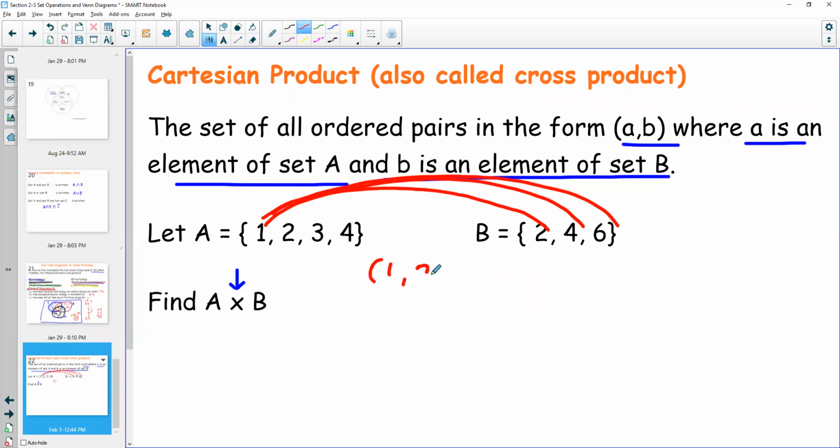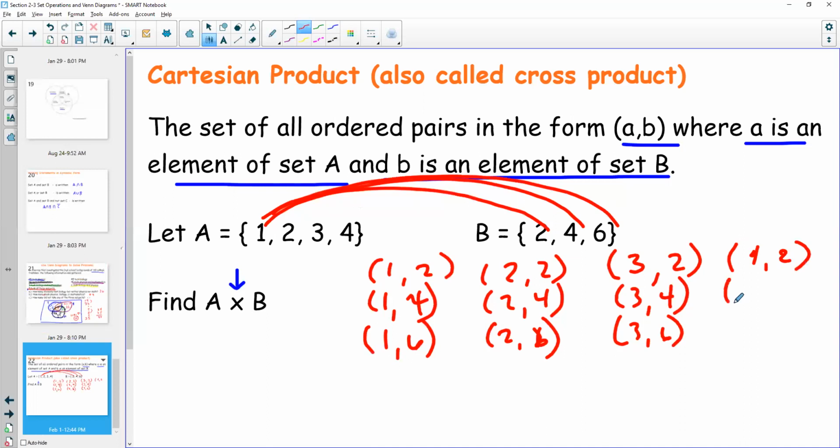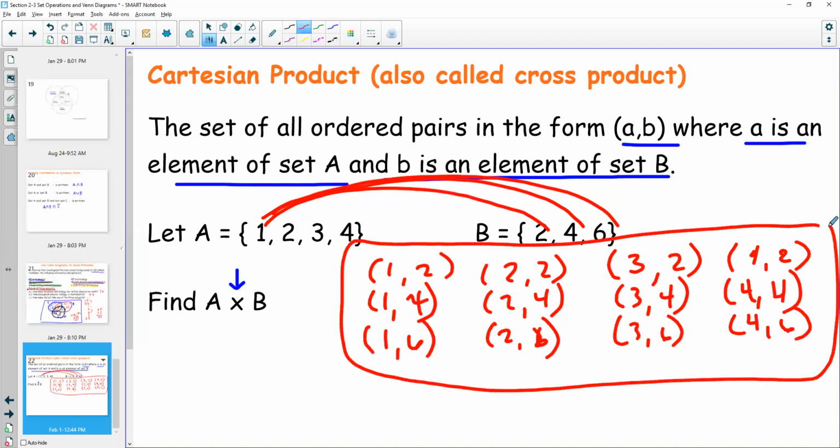So (1, 2), (1, 4), (1, 6). And then we do the next one. So from A, I'm going to take 2 and put it with the 2 in B. (2, 2), (2, 4), (2, 6). I'm going to take the 3 from A and pair it with the 2 from B. (3, 2), (3, 4), (3, 6). And then the last element in A is 4. I'm going to pair it with all the elements from B. (4, 2), (4, 4), (4, 6). This list, these 12 items, are the Cartesian product, the cross product for this.